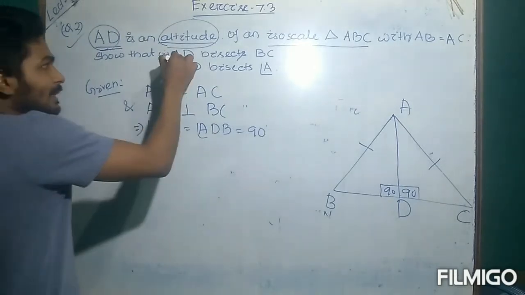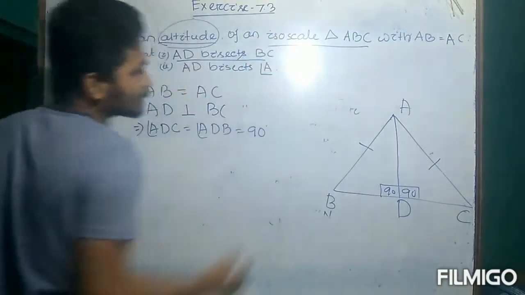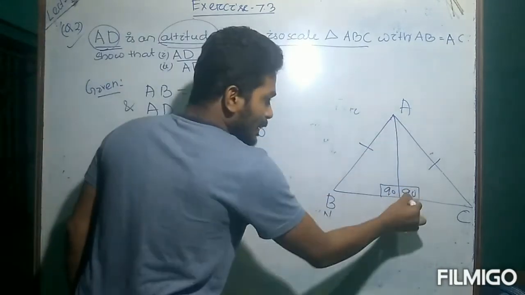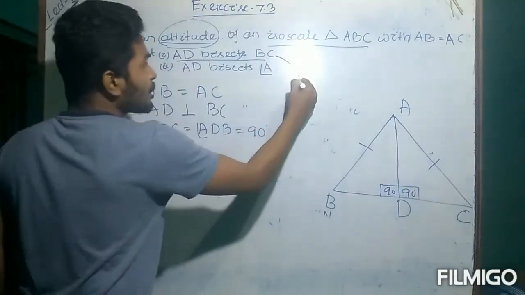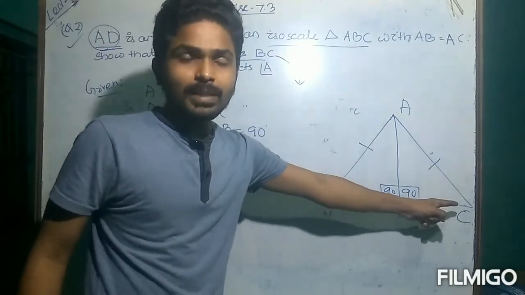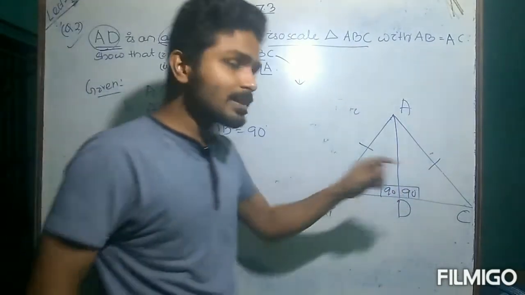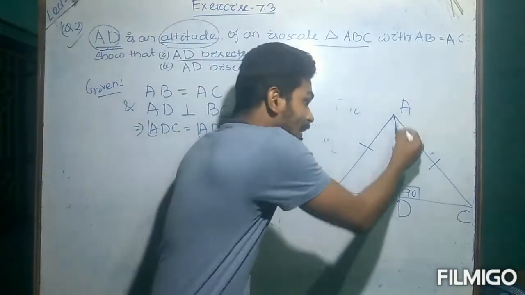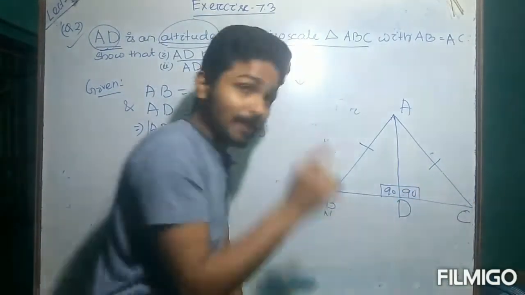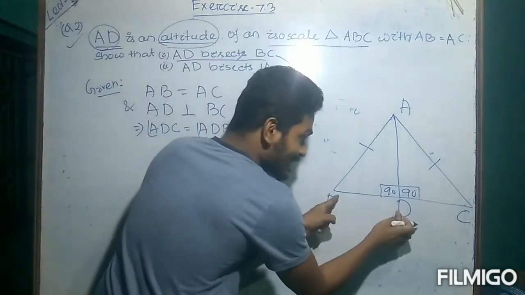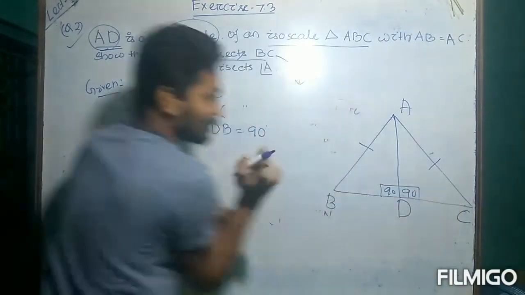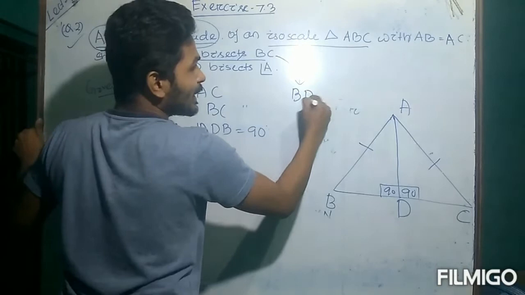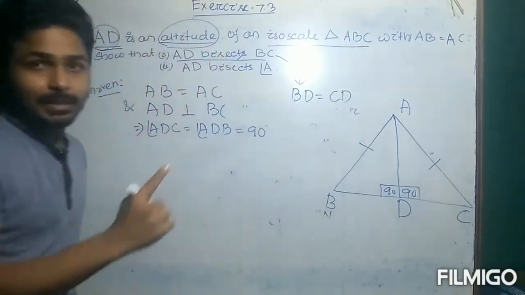We have to show that AD bisects BC. Okay? Bisect BC means what? What is a line bisector? A line bisector is a line which divides another line into 2 equal halves. So we have to prove that AD bisects BC. That means we have to prove this half is equal to this half. So we have to prove BD is equal to CD. This is the first statement.